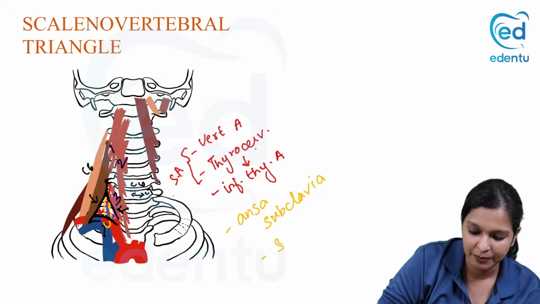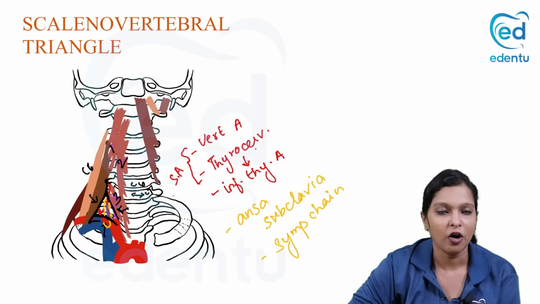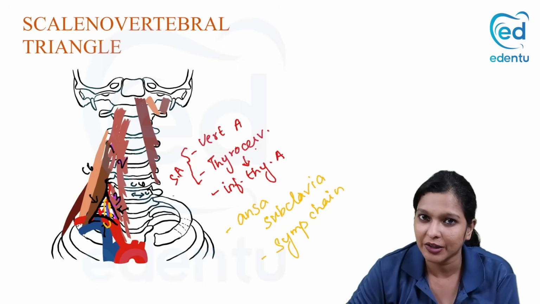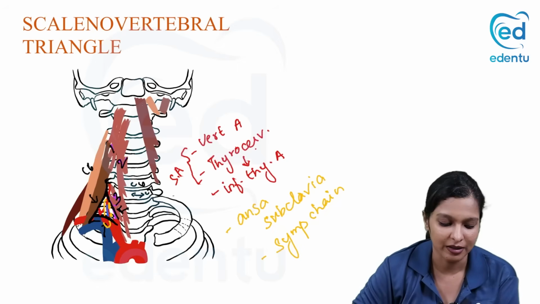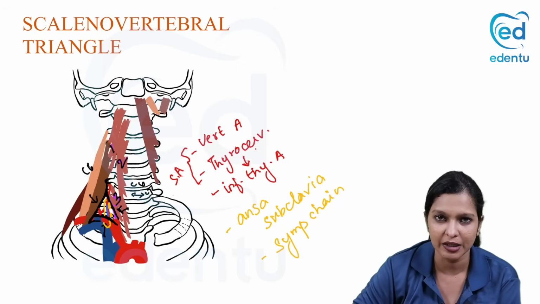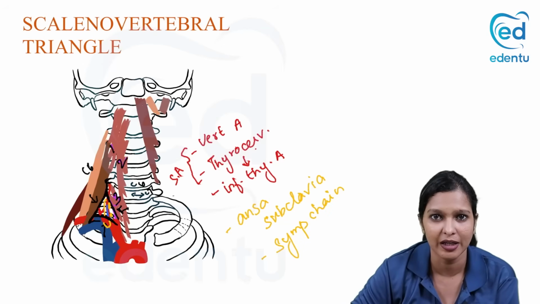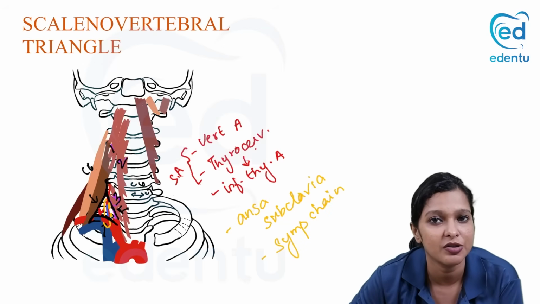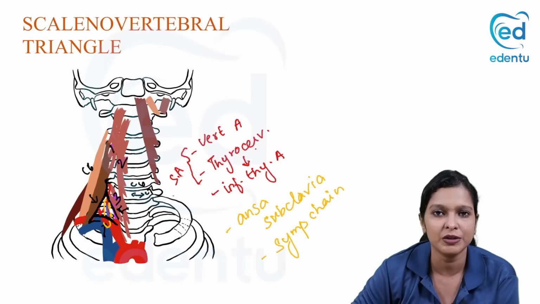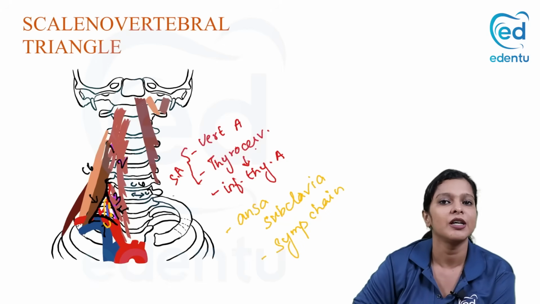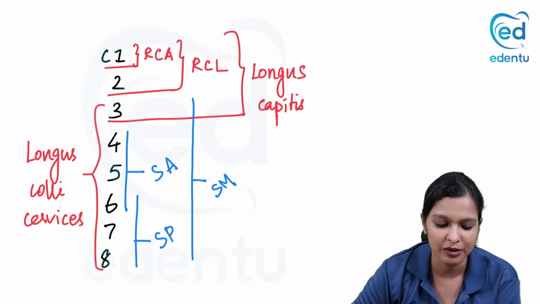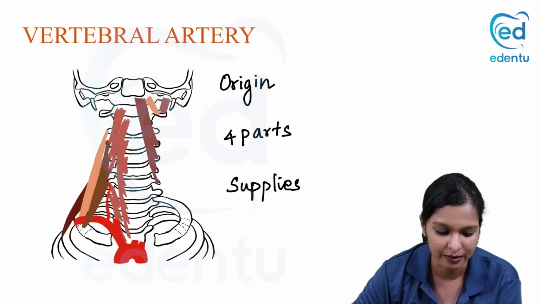Okay, and sympathetic trunk. So all these are the contents of the scaleno-vertebral triangle. The roof is formed by the carotid sheath. The common carotid artery and internal jugular vein are related here within the carotid sheath. The roof is formed by the carotid sheath, which is a part of deep cervical fascia. Okay, so that's about the scaleno-vertebral triangle.